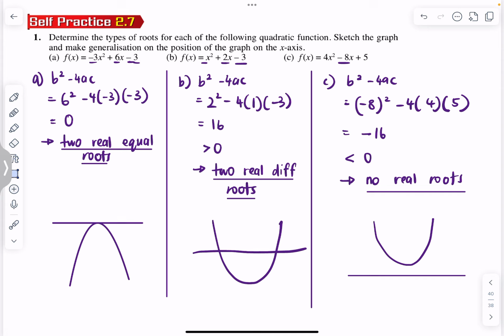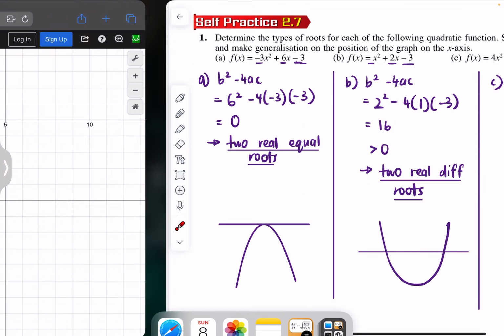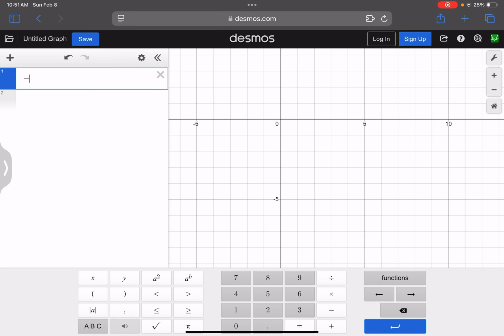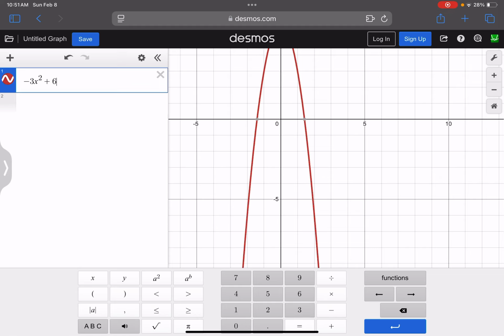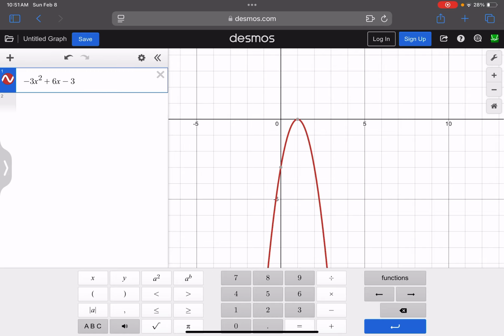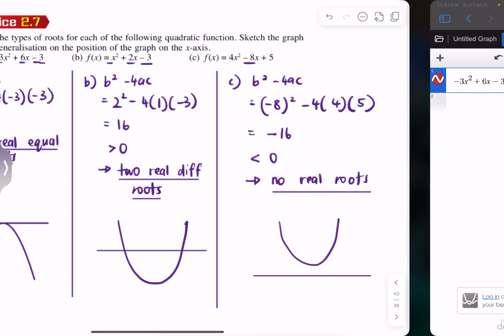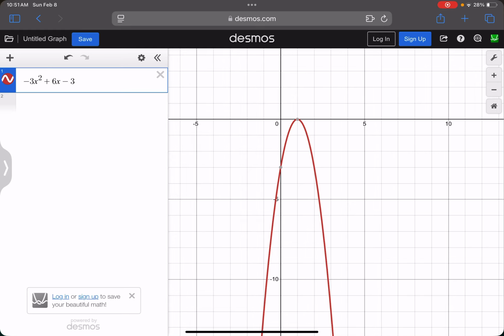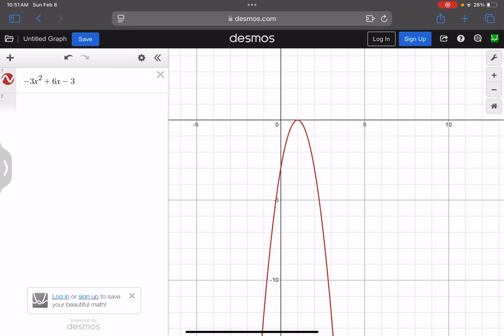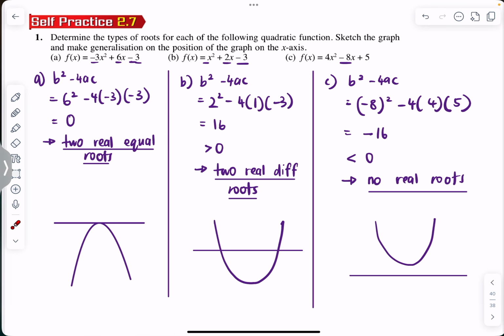Okay, let's just sketch this on the graphing calculator. Let's see if it's real or not. So I'm going to sketch this equation on the graphing calculator. -3x squared plus 6x minus 3. So this is the first one. Yep. So as you can see here, the graph only touches at one point. And this is our graph shape, which is correct.